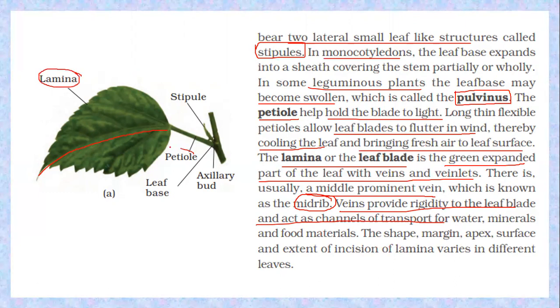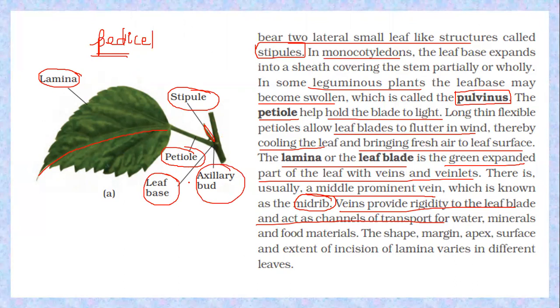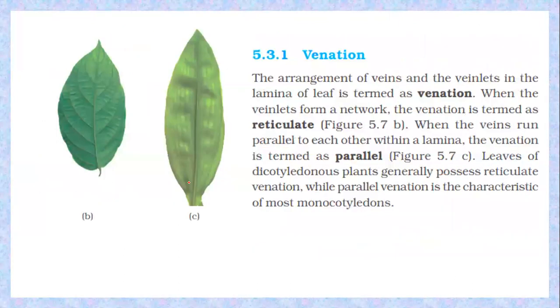The stalk of a leaf, you will call them as the petiole. The stalk of a flower, you will call them as pedicel. So just compare it and study. Okay, small leaf-like structures known as the stipules will be present. Okay, this is the leaf base and this is the axillary bud. Done, everybody. Next is the venation.